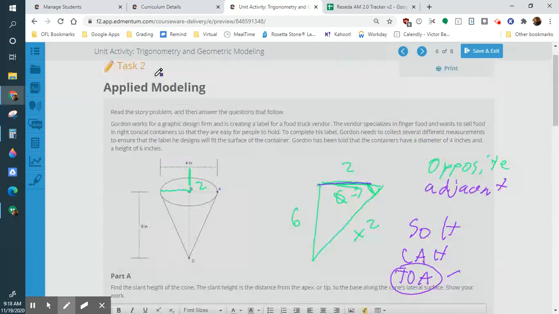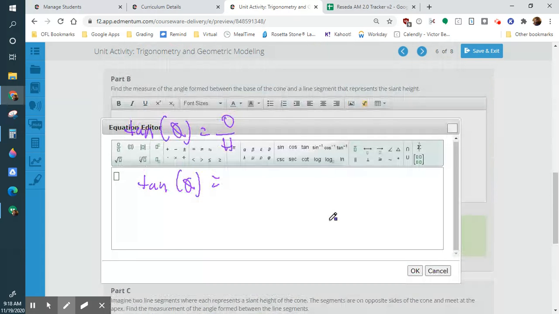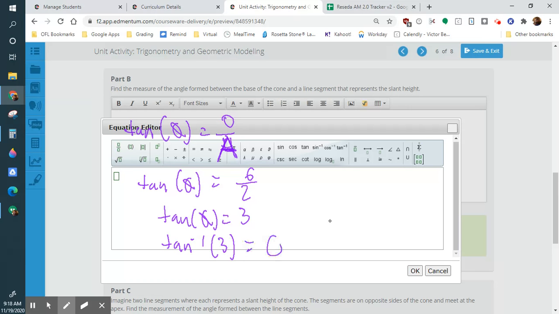If I scroll up, I said my opposite was 6 and my adjacent was 2. So I'm going to say opposite over adjacent. I don't know why I said opposite over hypotenuse. I don't know why I was thinking sine. Opposite 6 over 2, so I'm looking at tangent theta of 3. The only way to get rid of a tangent is to do tangent inverse. So you're going to do tangent inverse of 3, and that's going to give us our theta.